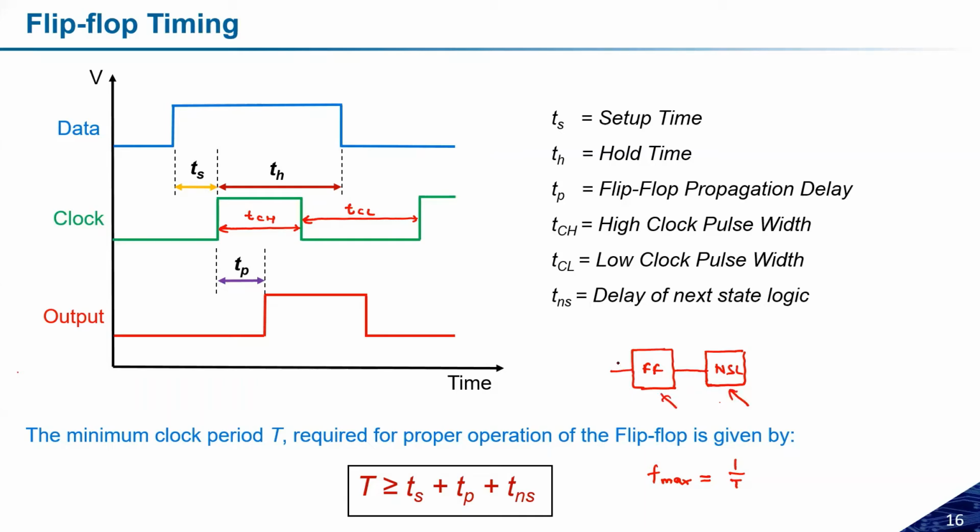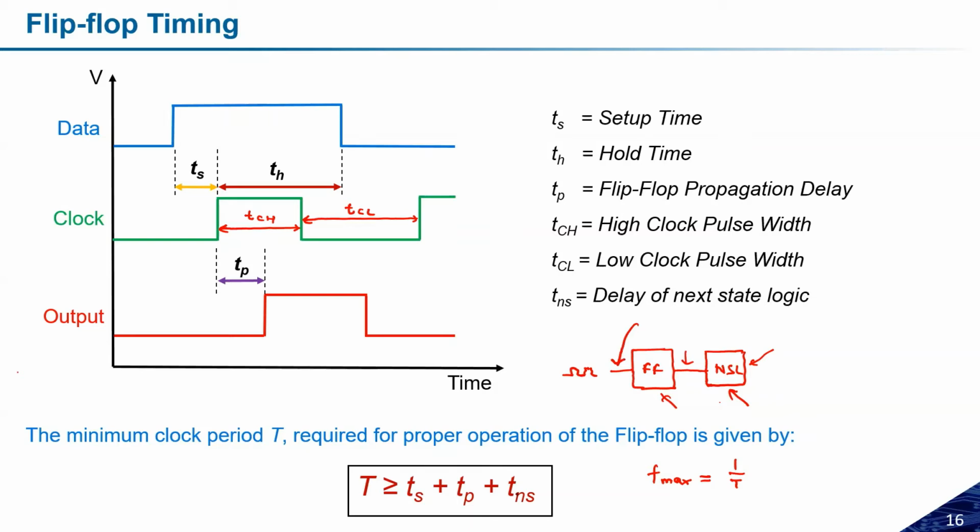If I provide a clock of very high frequency, the flip-flop will keep on changing the output, but the NSL will not be able to process accordingly, because the frequency of the NSL is very low, so its delay is very high. What it means is that the NSL delay is equally important. The delay of this next state logic is equally important to decide the frequency and the time period of the clock pulse that we need to connect to the flip-flop.